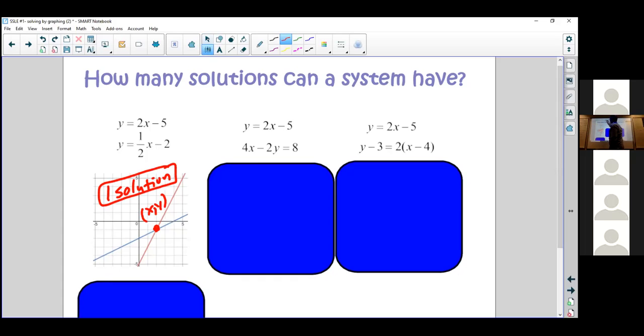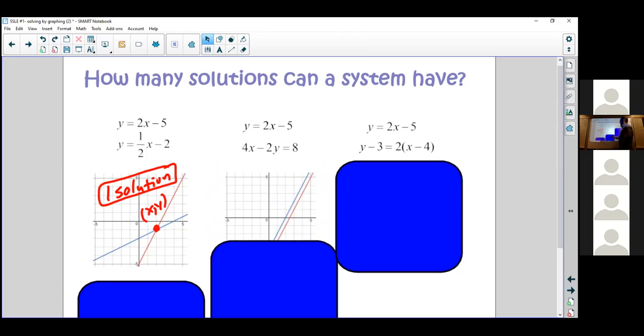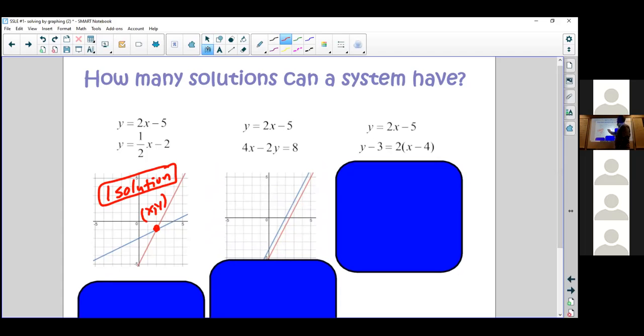And then you can look at it and say, okay, well, what about if we have two lines that are parallel to each other? Well, if they're parallel to each other, they won't cross. So if they're parallel to each other, you have zero solutions. There is not an XY value you can plug in that will work on both equations.